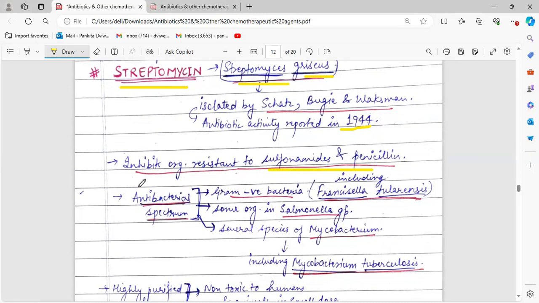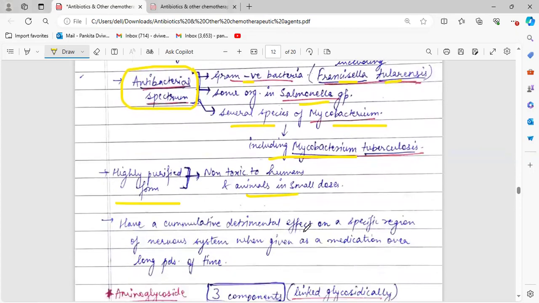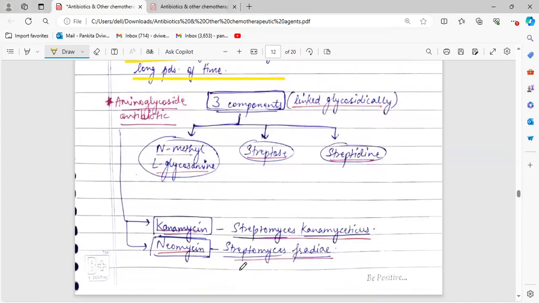The antibacterial spectrum of streptomycin includes gram-negative bacteria, including Francisella tularensis, some organisms in the Salmonella group, and several species of Mycobacterium, including Mycobacterium tuberculosis, the causative agent of tuberculosis. Streptomycin in its highly purified form is non-toxic to humans and animals when given in small doses. It has a cumulative detrimental effect on specific regions of the nervous system when it's given as a medication for a long period of time.